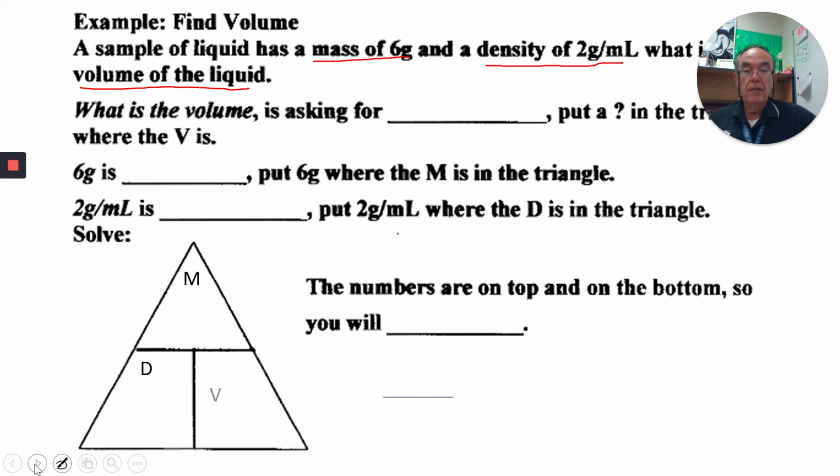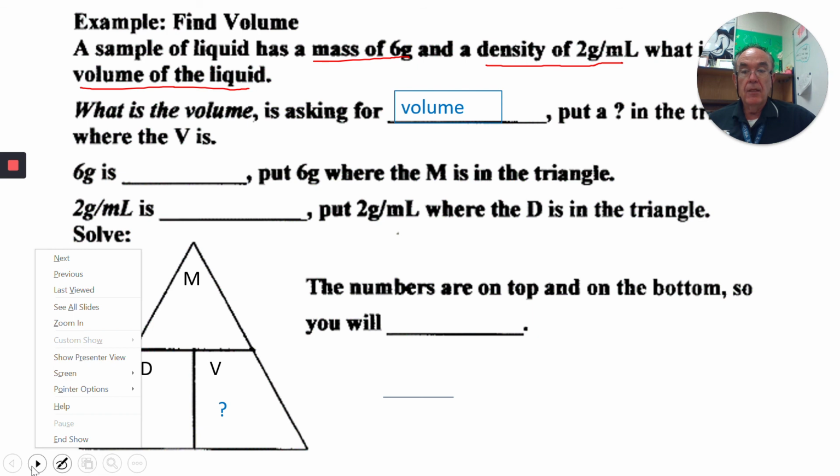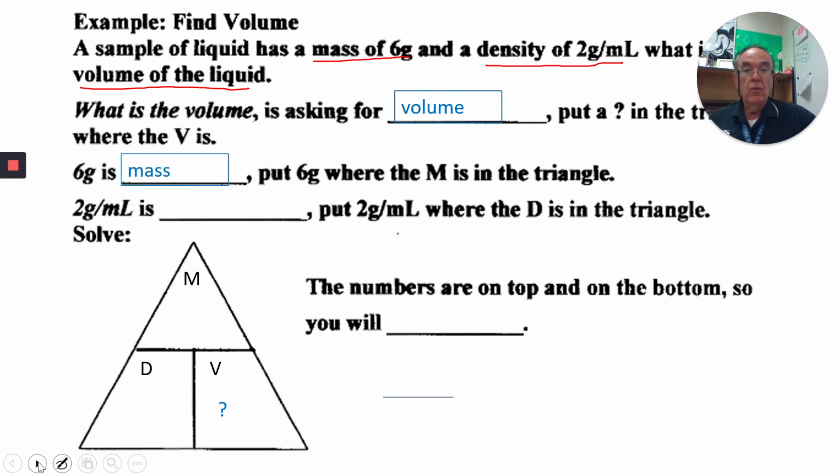Okay, first thing we're going to do is get the formula in a triangle. They're asking us to find volume, so we're going to put a question mark where the V is in the triangle. We read mass of 6 grams. So 6 grams is mass. So we're going to put the 6 grams where the mass is in the triangle. And the problem said a density of 2 grams per milliliter. So 2 grams per milliliter is density. We're going to put the 2 grams per milliliter in the triangle.